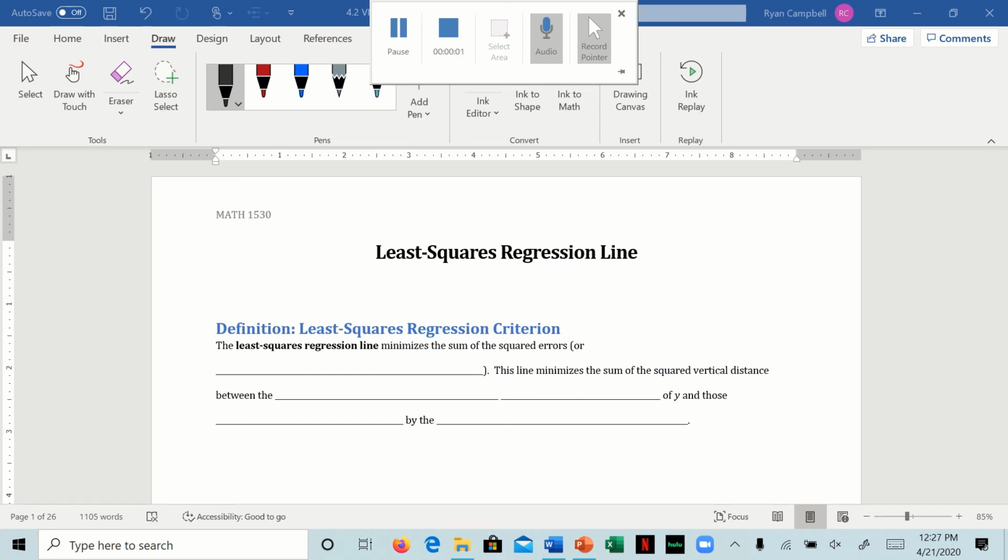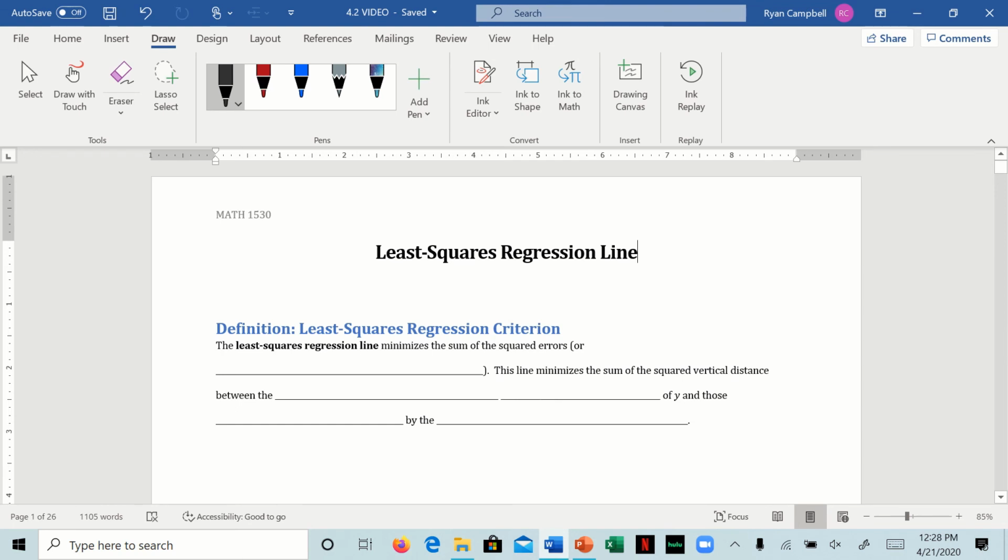All right, now we're going to talk about the least squares regression line. The least squares regression line is also known as the line of best fit. You may have heard of the least squares regression line, which might not make too much sense or be familiar, but you may have heard of the line of best fit.